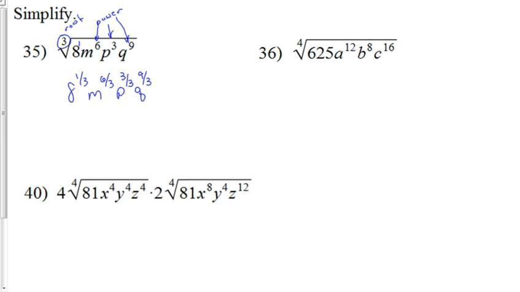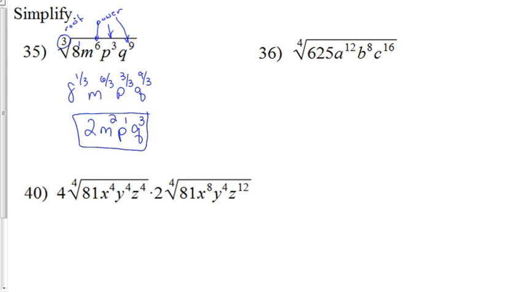Now we simplify. The 1/3 power of 8 is 2. So it's a cubed root. And then 6 over 3 becomes 2, 3 over 3 becomes 1, and 9 over 3 becomes 3. That's your final answer. Reduce the fractions, you're good.